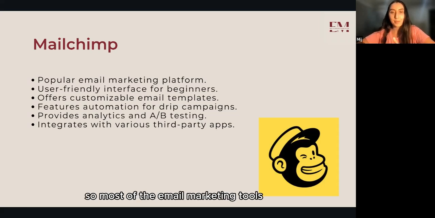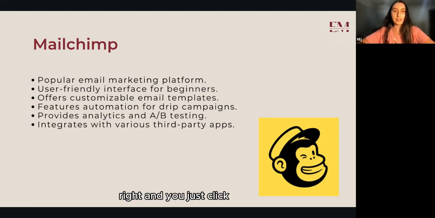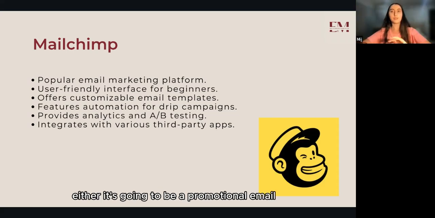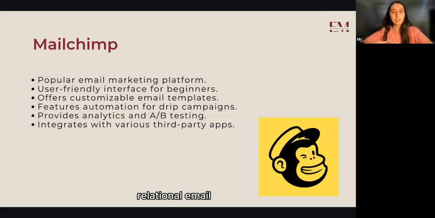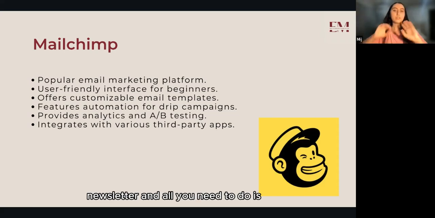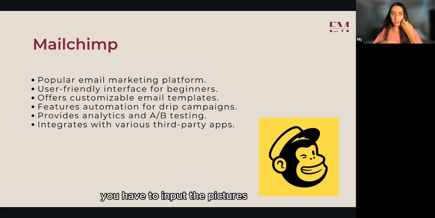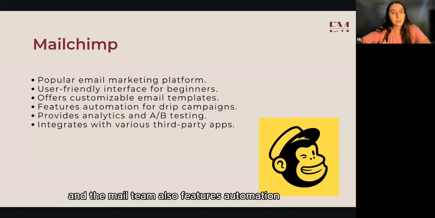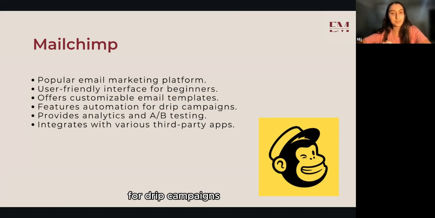So most of the email marketing tools work the same way. You just come in, right? And you just click and choose a template. Either it's going to be a promotional email, relational email, or newsletter, and all you need to do is input the pictures. And MailChimp also features automation for drip campaigns.